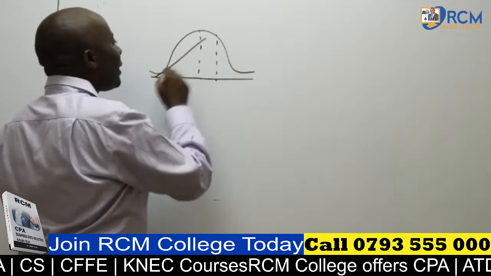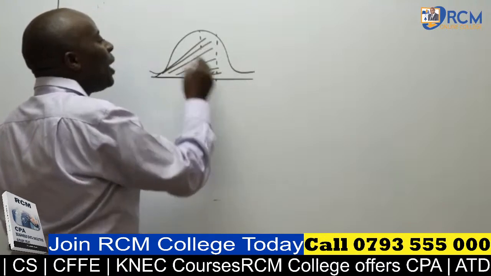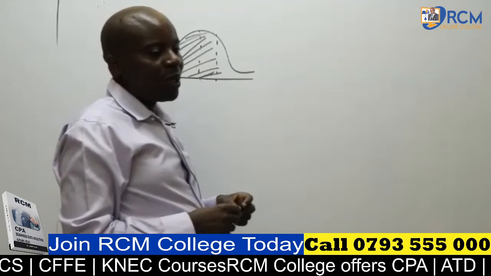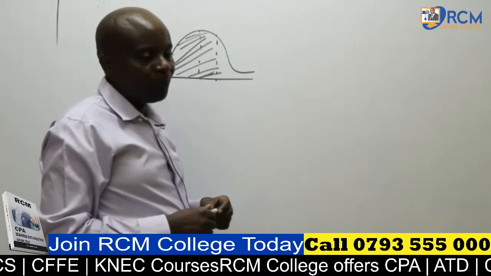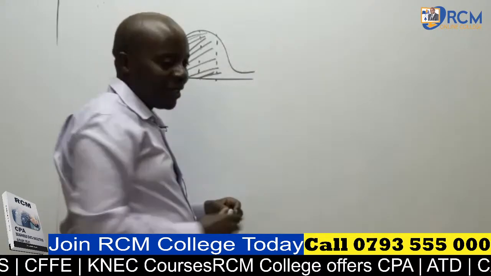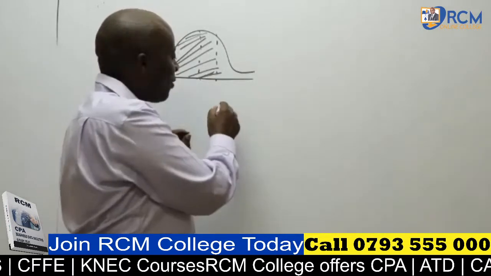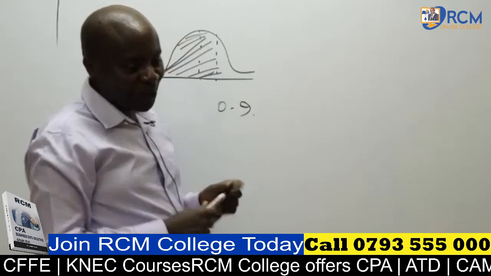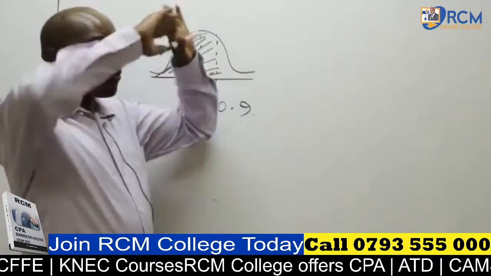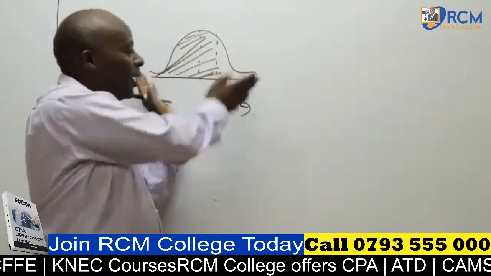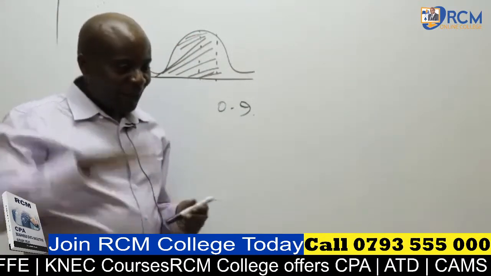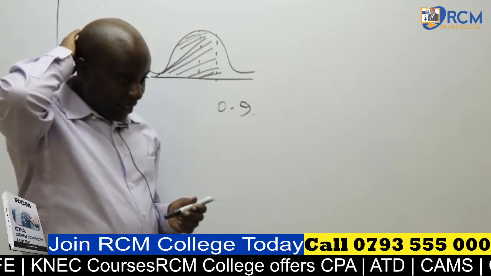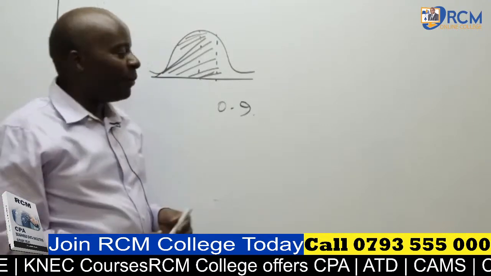You will get other examiners giving you the cumulative table, where they shade the bigger area. Those who said 0.97 have a cumulative normal table. Is there a student who has a table like that, where they have shaded the big area? Yes. That is also a very good table.